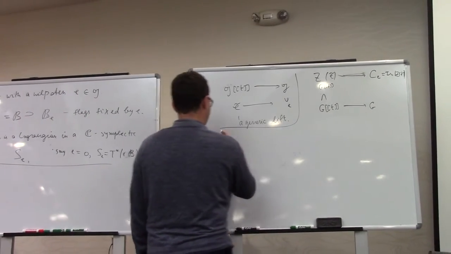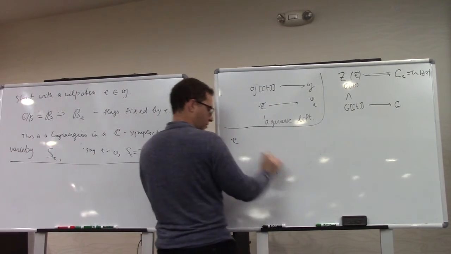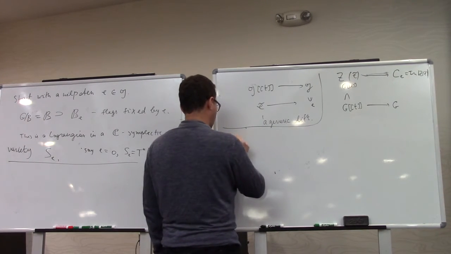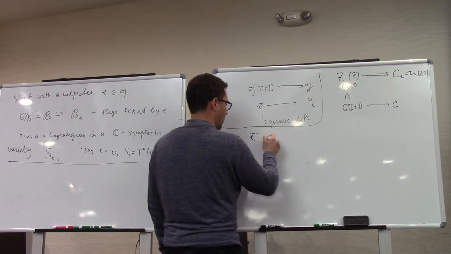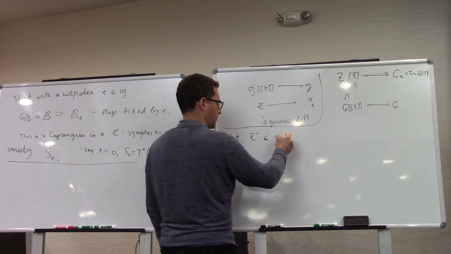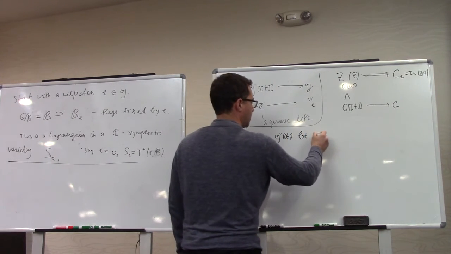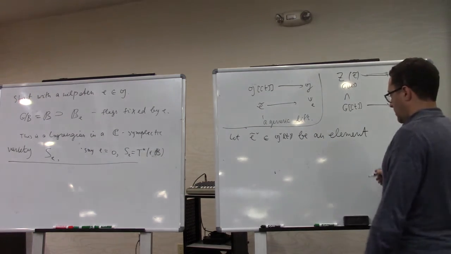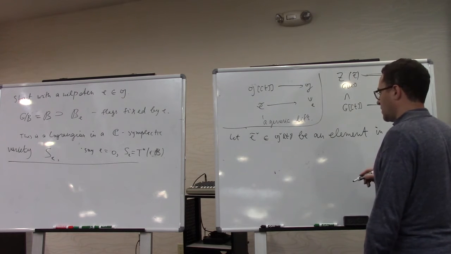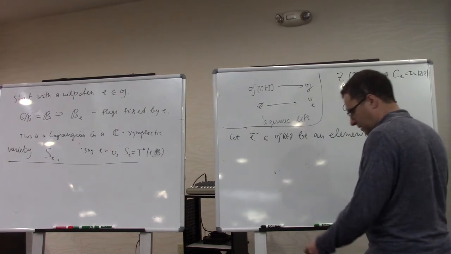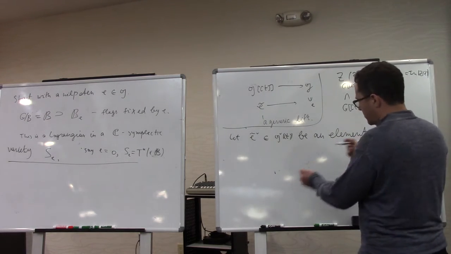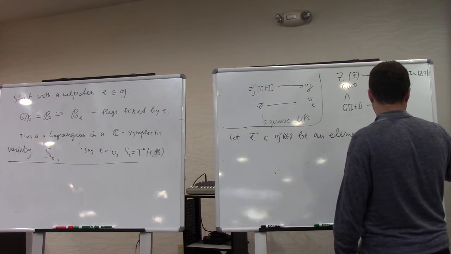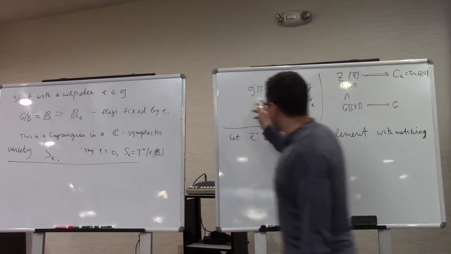And now I use the fact that I can identify the Hitchin base for the group and for the dual group. So let E tilde check in the dual group be an element with matching characteristic polynomial. So we get characteristic polynomials for the group, and invariant polynomials for the algebra and the dual algebra are identified. So this makes sense. And again, these are regular semi-simple but topologically important elements.